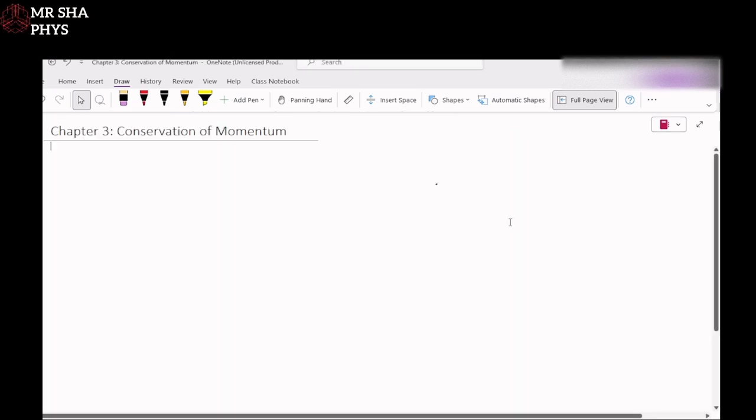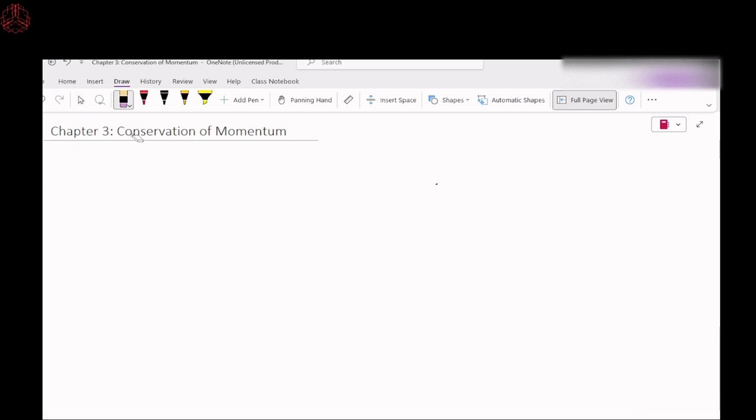Okay, good day everyone. Welcome to the second part of the video. In the first part of the video, I talked about the definition of momentum. I defined what impulse is, and then I looked at where impulse fits into the FT graph. In this part of the video, I want to talk about conservation of momentum. So let's get into it.